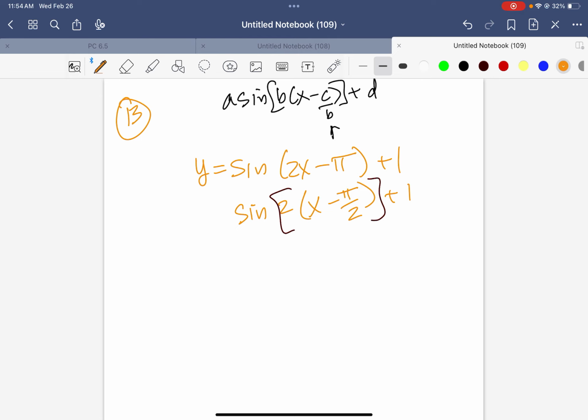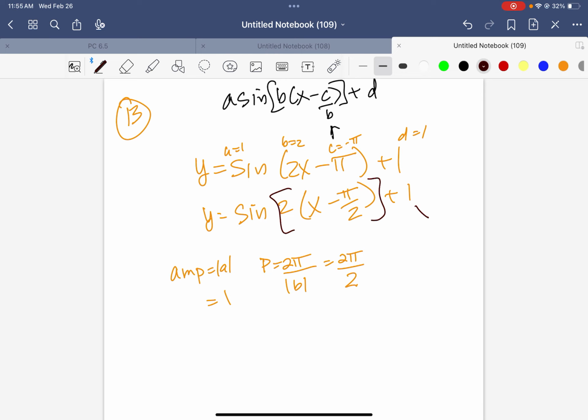Okay, so there's a couple different ways to do it. Now let me do it the exact same way that we did the last one. The last one we said that the amplitude is absolute A. So in this case, it's 1. The period is 2 pi over absolute B. So it's 2 pi over 2, because A is equal to 1, because it's right there. B is equal to 2. C is equal to negative pi. And D is equal to 1.